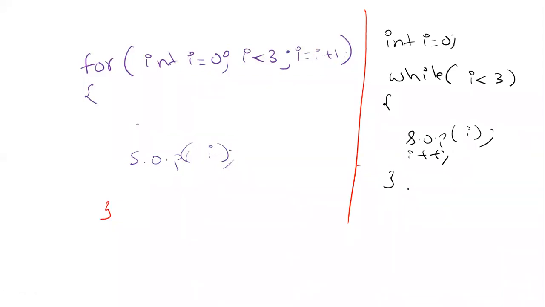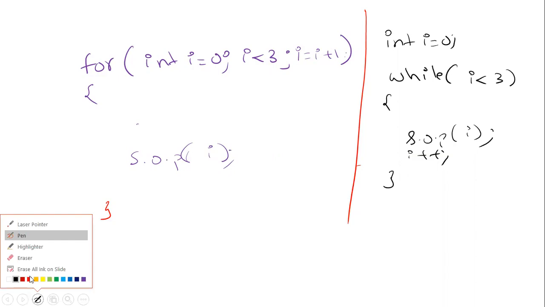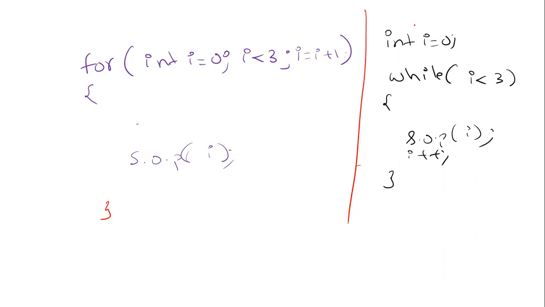Now, how will the control flow here? When the control comes to the while loop, first initialization will happen. Now you see here, when the control comes to the for loop, don't you think here also initialization happens first? Yes, both are the same. In the while loop, as soon as initialization happens, you check the condition. So here also, after initialization you check the condition.